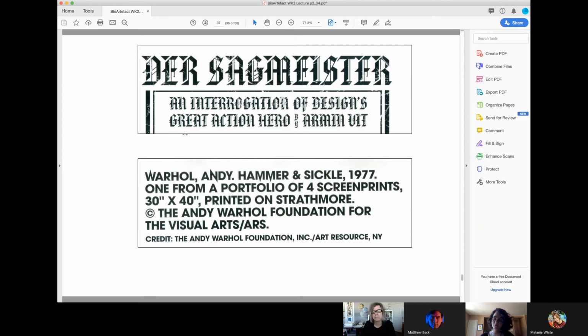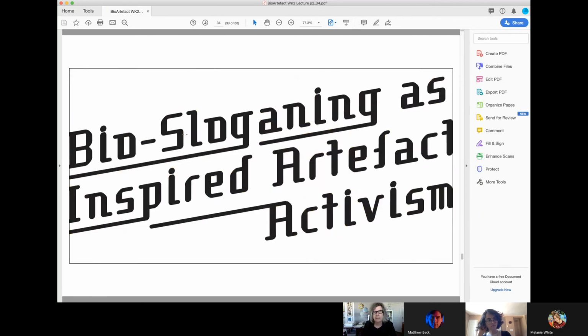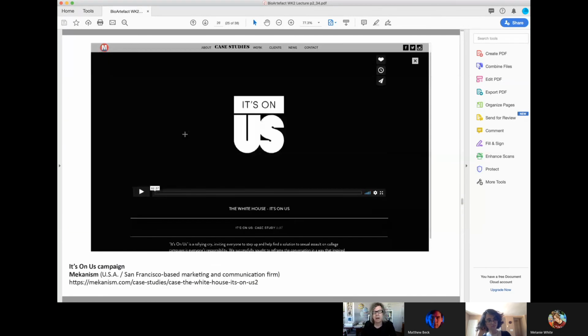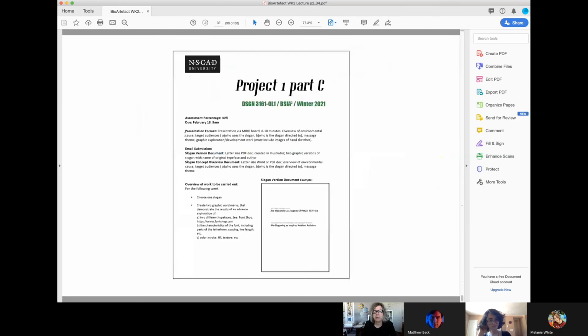So I want you to, because we're going to be taking type off of Font Shop without paying for it, you can't just use it as it is. You've got to make it your own. But this also allows you to bring a level of creativity to this. We can also see examples of using the fill in terms of graphic imagery. When you look at the "It's on Us" campaign from Mechanism, they did the same thing within their word mark for that campaign. So these are the things that I want you to play with.